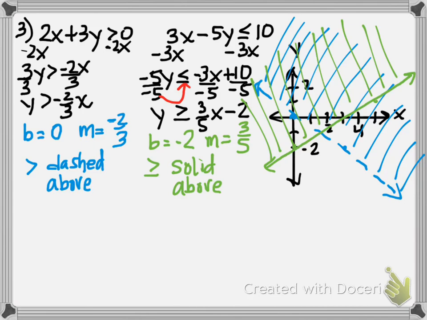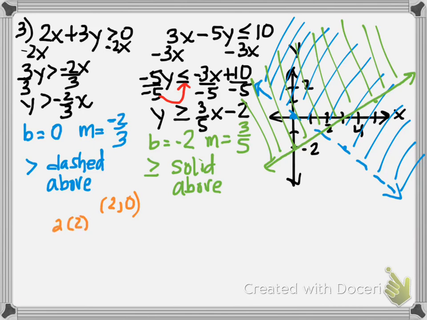So what I'm going to do is test a point that I think is in the doubly shaded region, and I'm going to pick an easy point. I'm going to pick 2, 0. I like to pick a coordinate that has 0 in it. You have lots of choices. You could have picked 0, 1, but I just chose this one.